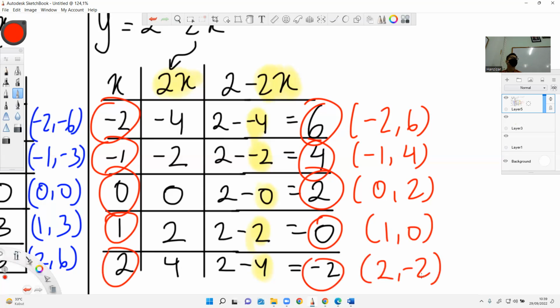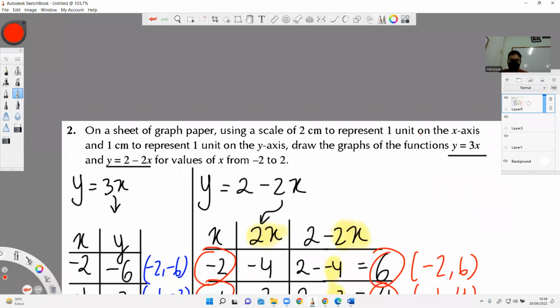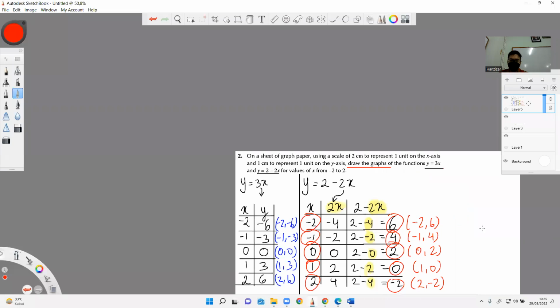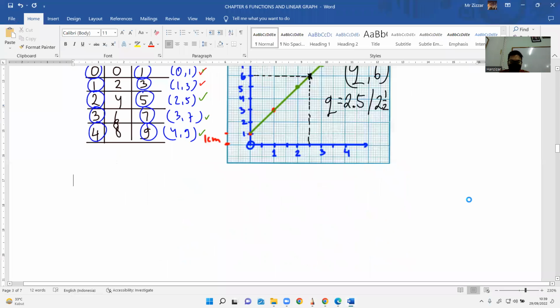Are we done? Sudah selesai belum? No, why? Because the question is asking you for draw the graphs. So you have to draw 2 graphs on one axis. But in this case, we are almost done. We haven't do the drawing yet. So what I need to do, I copy paste this, then I will continue on the next part.